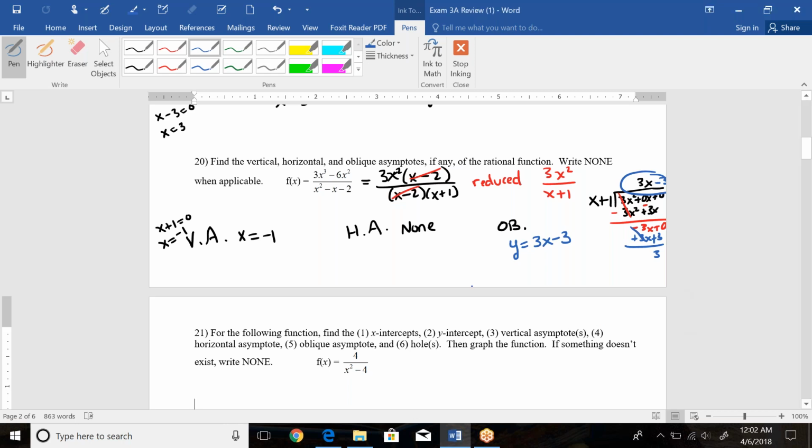And then we didn't ask you for this, but I'm going to talk about it for just a second. The factor that cancels out causes a hole at that x value, so at x equals 2. If you want to find that as an ordered pair, you need to evaluate f of 2, and you need to do it in the reduced form. So we'll do that in one of the next problems when we graph them. So this is just kind of a side note. That's what happens to that factor.